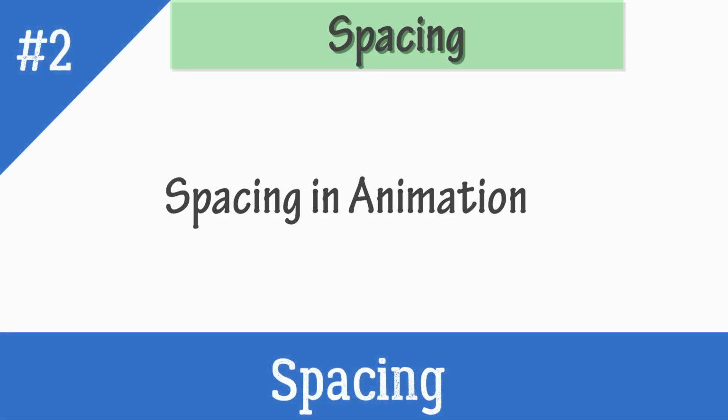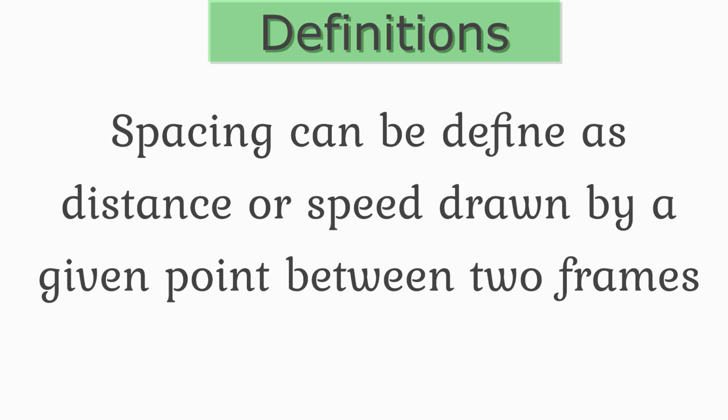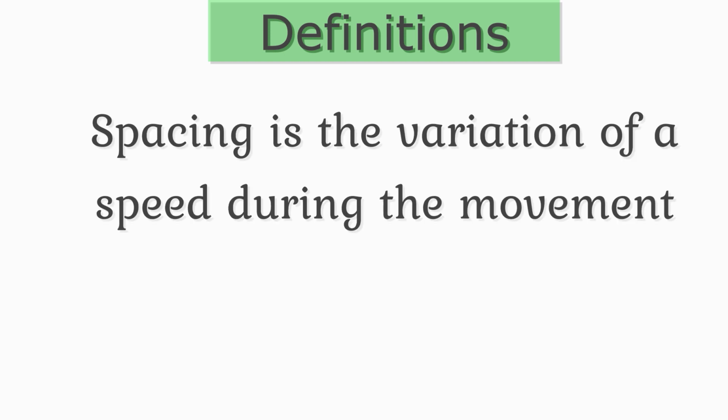So the ball overlaps itself when it is at the slow part of its arc, and when it drops past, its speed picks up. That is what we call spacing. In this part, we will talk about spacing. Spacing can be defined as the distance or speed drawn by a given point between two frames. Or we can say spacing is the variation of speed during the movement.